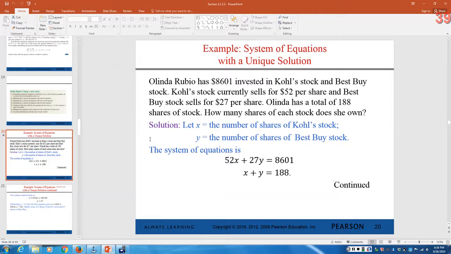So you come up with a system of equations, and in the system of equations, X is going to be the shares of Kohl's stock and Y is going to be the number of Best Buy. And since the Kohl's stock is $52 a share, that's 52X. And since the Best Buy is $27 a share, that's 27Y, and she knows the value of that all is $8,601. And she knows she has a total of 188 stock shares, so that's X plus Y equals 188. Okay?